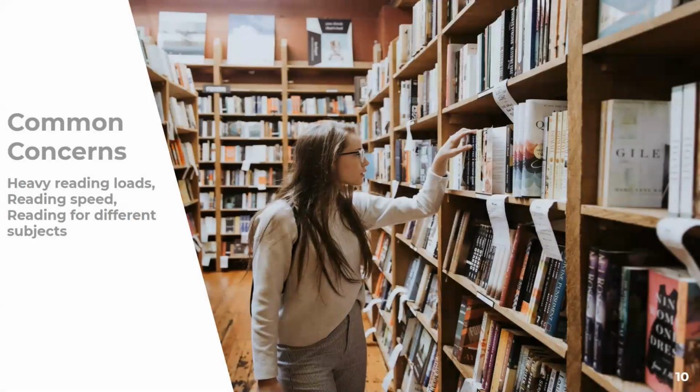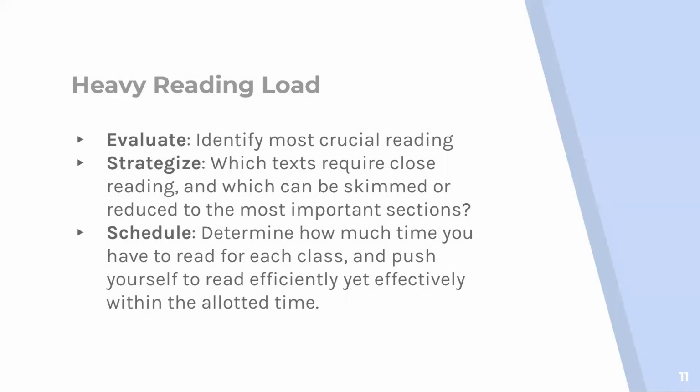For the next part of the presentation, let's look at common concerns that come up regarding college reading. These include managing heavy reading loads, how fast you read, and how you might need to read differently for different subjects. If you're dealing with a heavy reading load, the first step is to evaluate your assigned reading and prioritize based on importance. Ask yourself, what is the purpose of each reading? Which of these purposes is the most significant and meaningful in terms of grades and goals?